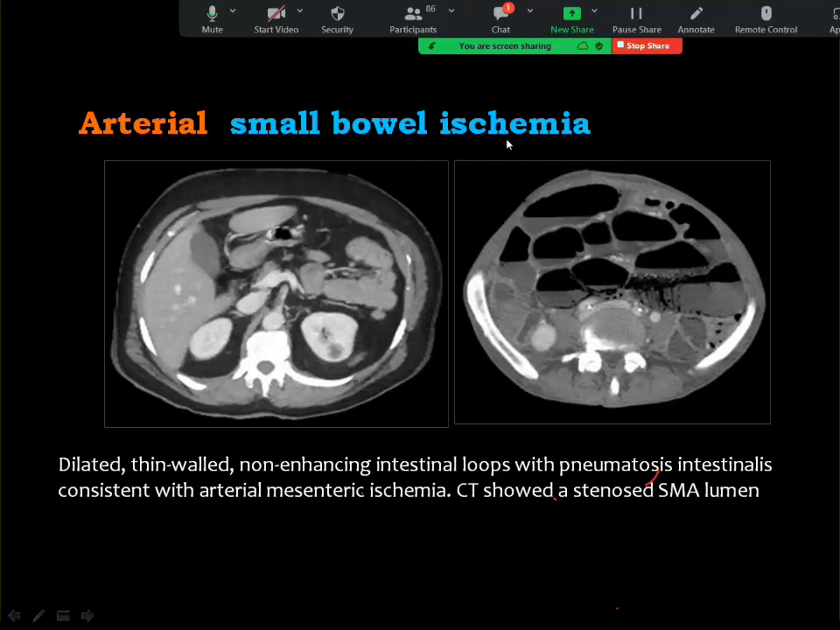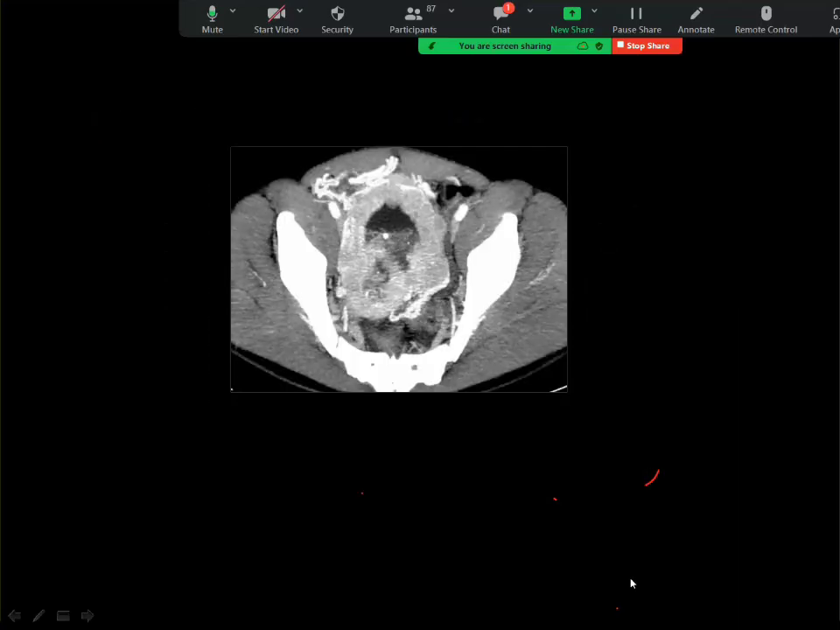But if the small bowel ischemia is due to arterial occlusion, as you can see here, this is the superior mesenteric artery, and you got a thrombus inside the artery. Then you got ischemic dilated small bowel loops with multiple air fluid levels. In arterial ischemia, the wall is very thin because the wall is ischemic. But in venous ischemia, the wall is edematous and swollen compared to the arterial ischemia. Then CT scan of the pelvis showing this lesion.